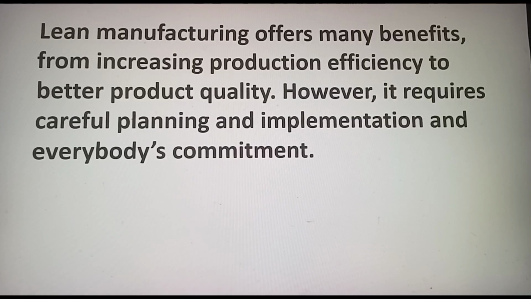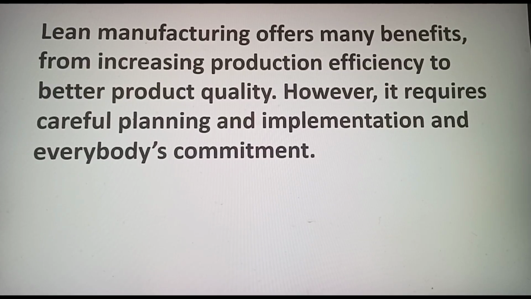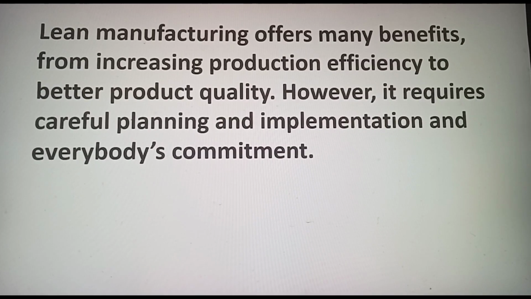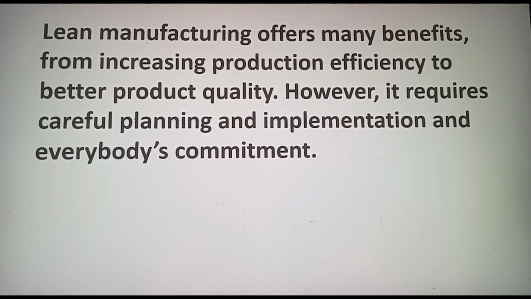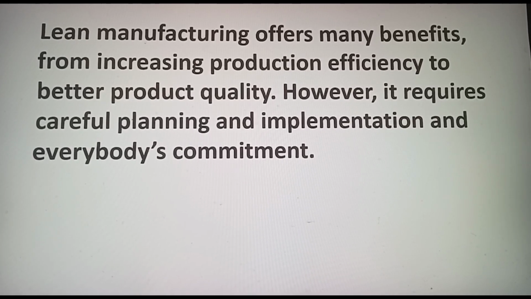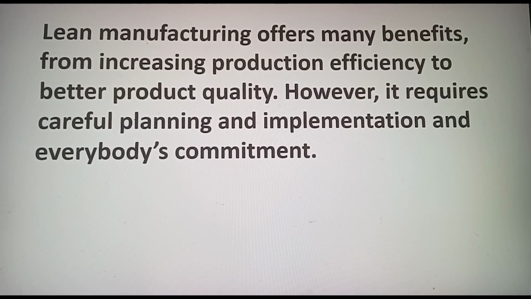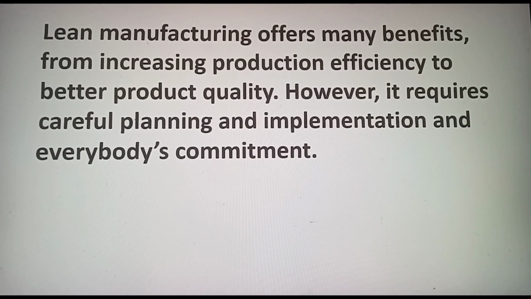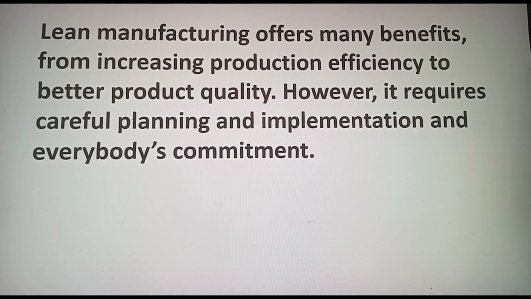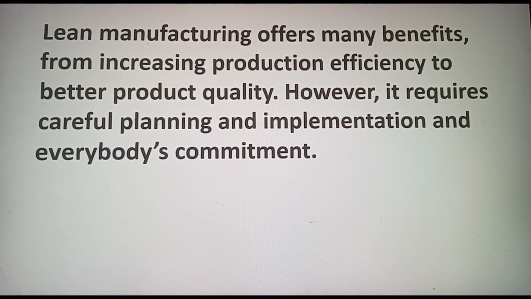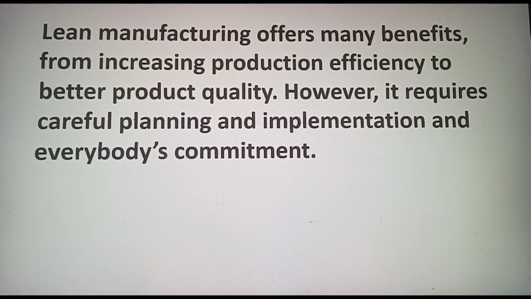Let us conclude. Lean manufacturing offers many benefits from increasing production efficiency to better product quality. However, it requires careful planning and implementation and everybody's commitment. By applying lean principles and methods, companies can optimize their processes and gain a competitive advantage. Let us work together to apply lean manufacturing to our production processes.